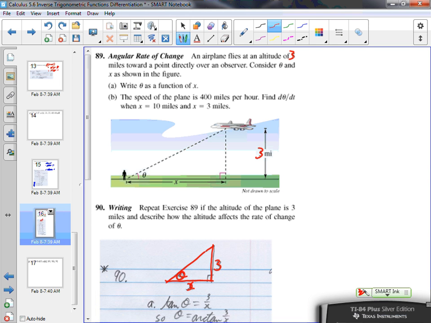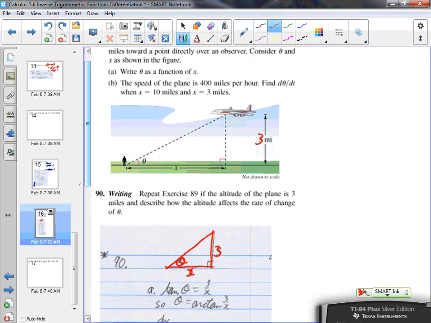By definition of inverse tangent, if the tangent of theta equals 3 over x, that means the inverse tangent of 3 over x equals theta. And then our book likes to use arc instead of inverse. So the arc tangent of 3 over x equals theta. And that's the next thing I have there. You with me? Have we written theta as a function of x?